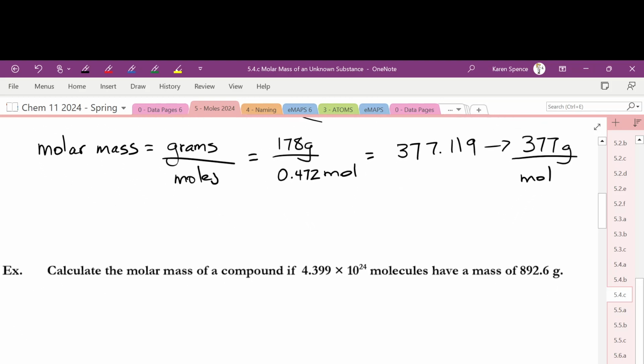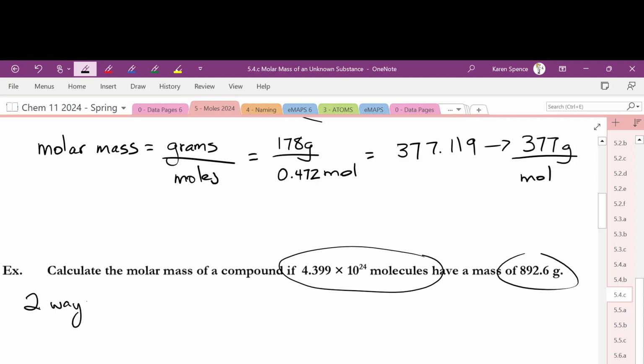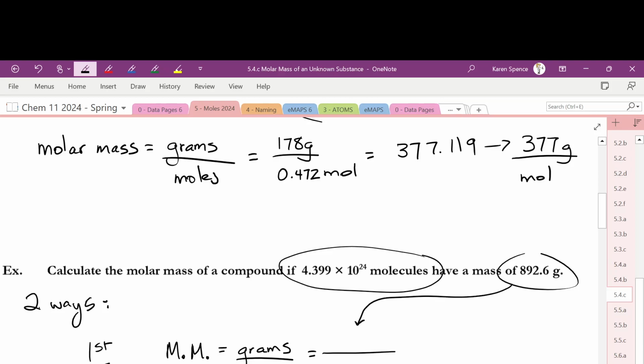Calculate the molar mass of a compound if that many molecules has a mass of 892.6 grams. There are two ways to do this. First way is to say that the molar mass is equal to the grams divided by the moles. And you can say, oh, I do know the grams. That's going to go right there.